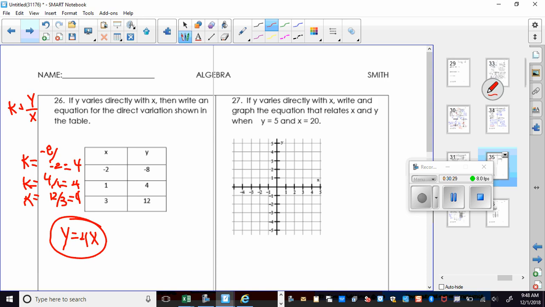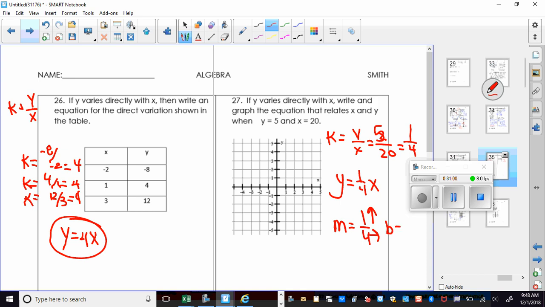27. If y varies directly with x, write and graph the equation that relates x and y when y equals 5 and x equals 20. Find k. So k equals y divided by x, or 5 divided by 20. My equation is 1 over 4 reduced. My equation is y equals 1/4 times x. And that means for my slope, I'm going to go up 1 and right 4. All direct variations start at (0, 0). So the y-intercept is 0. So I go up 1, right 4, and I create my line.